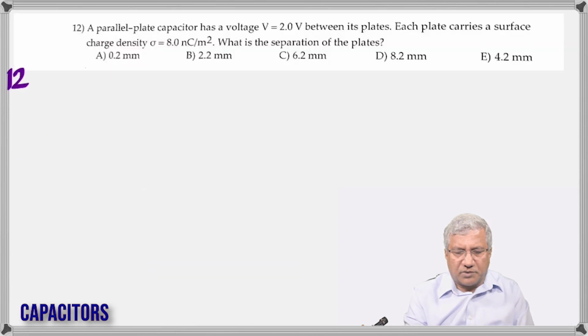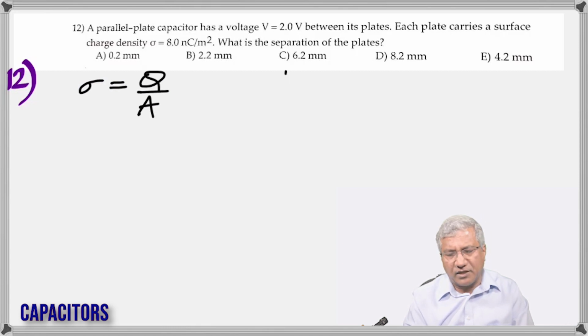Here's the last one. A parallel plate capacitor has a voltage 2 volt between its plates. Each plate carries a surface density sigma 8.0 nanocoulomb per meter squared. What is the separation of the plates? I think we did something similar to this. All right, let's do this.